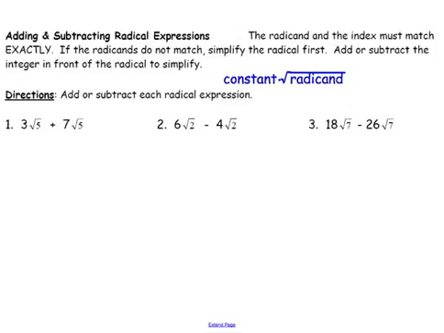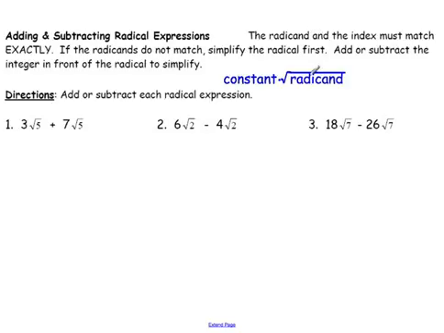Today's lesson looks at adding and subtracting radical expressions. The important thing to keep in mind is that the radicand is the number on the inside of the radical symbol, and your constant, which is sometimes an integer, is the number on the outside. When you add and subtract radical expressions, the radicand and the index must match exactly.